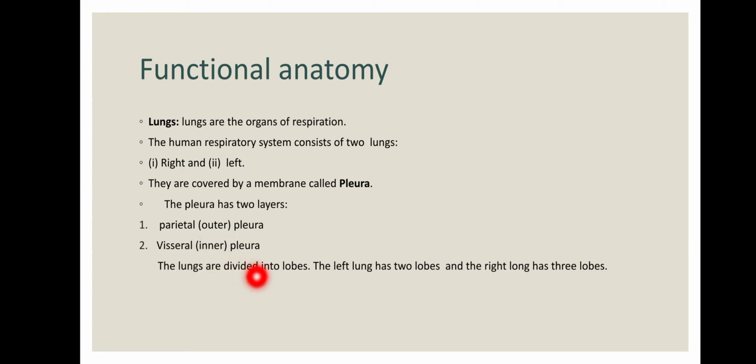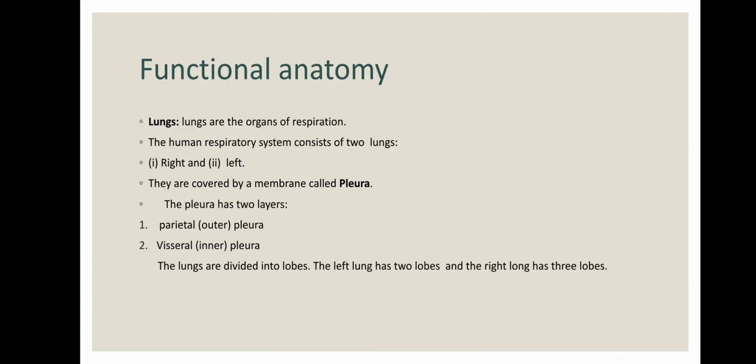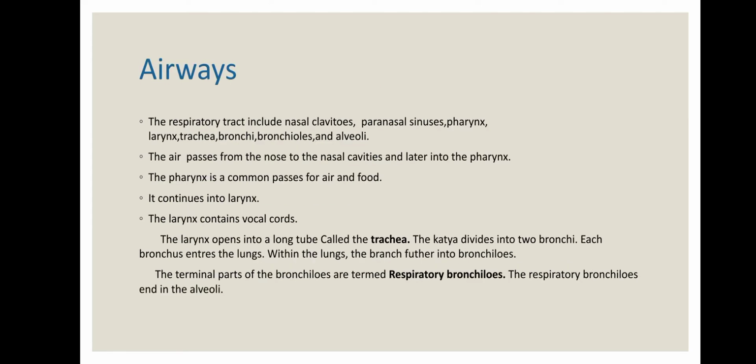The lungs are divided into lobes. These are the lobes. The right lung has 3 lobes and the left lung has 2 lobes. And we will see what the airways are.